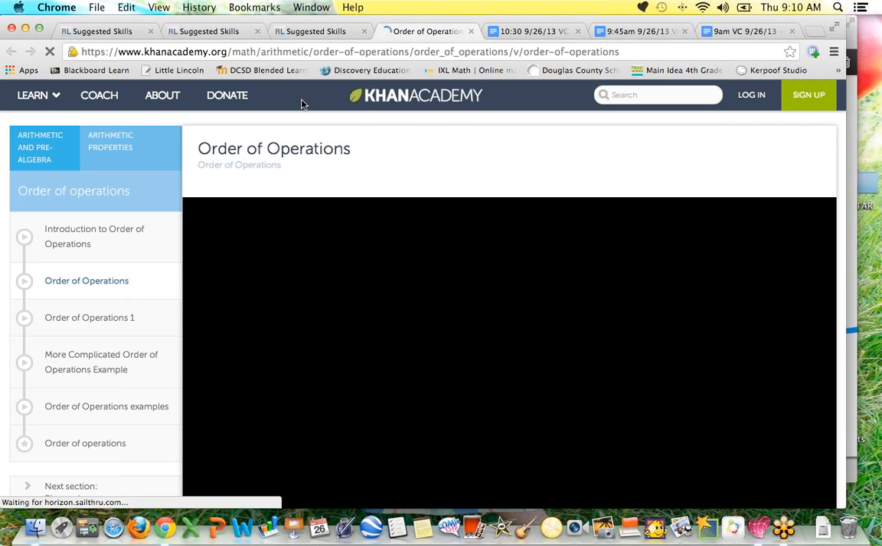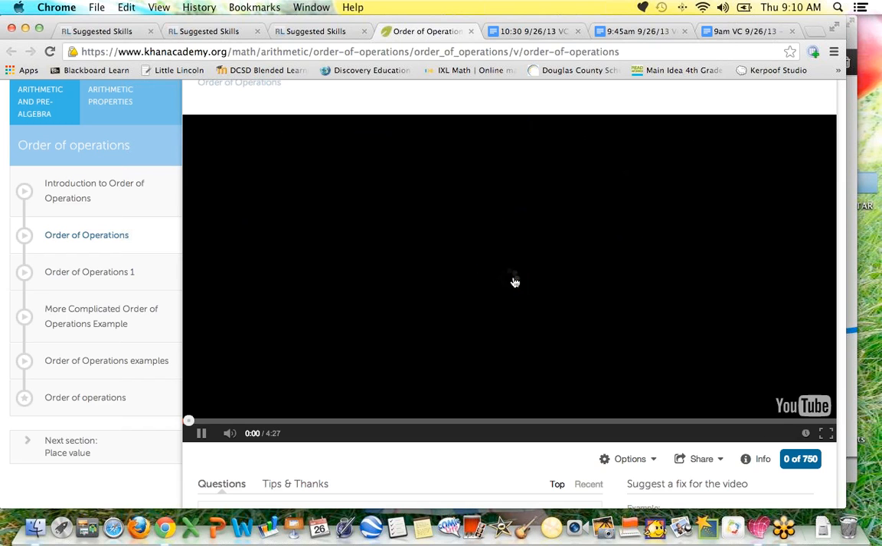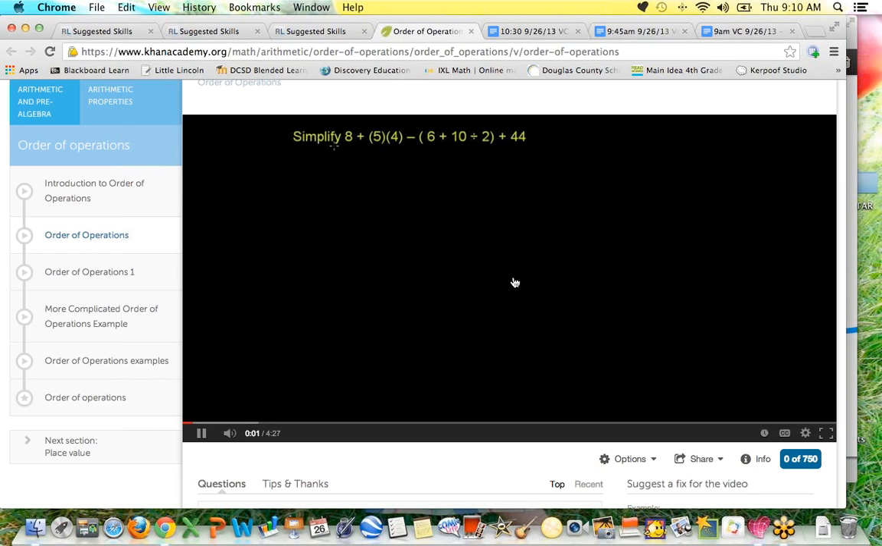Order of operations. A little connection that we can make right quick to our NASA unit. This is a mnemonic device to remember the order of operations. Hopefully, you guys have heard this before, but please excuse my dear Aunt Sally will remind you of order of operations. We're asked to simplify 8 plus 5 times 4 minus, and then in parentheses, 6 plus 10 divided by 2, plus 44. Whenever you see some type of crazy expression like this, where you have parentheses and addition and subtraction and division, you always want to keep the order of operations in mind.